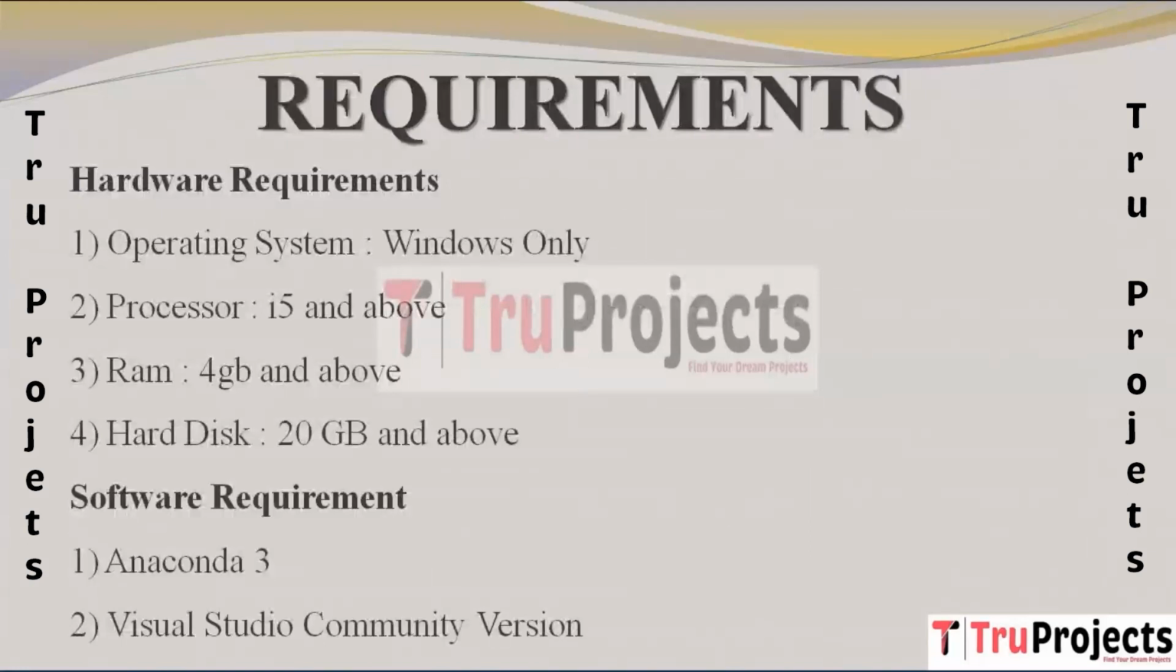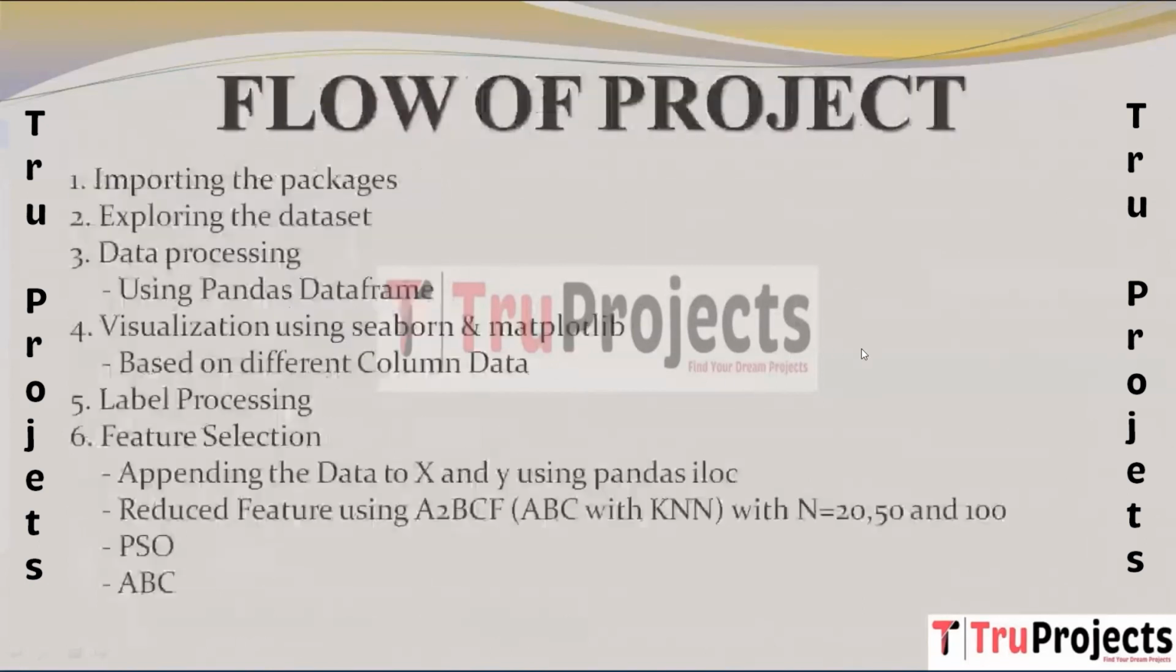So now coming to the requirements part, here we have two types of requirements, that are hardware requirements and software requirements. In hardware requirements, the operating system Windows is required, processor i5 and above, minimum 4 GB of RAM, and hard disk 20 GB and above. Coming to the software requirements, Anaconda 3 is required and Visual Studio Community version is required.